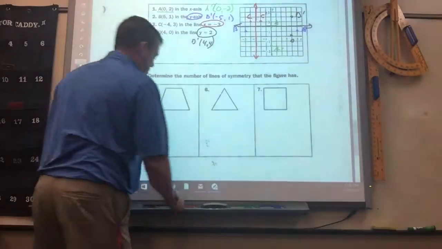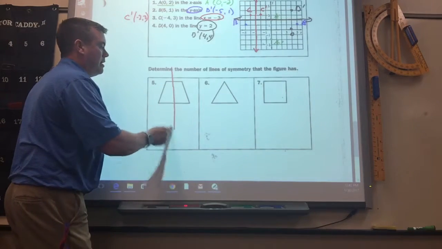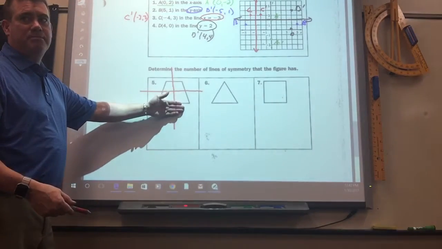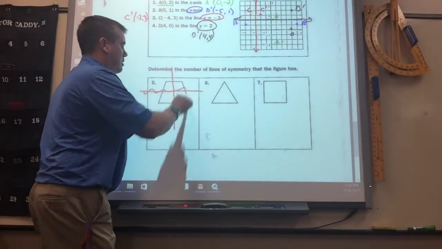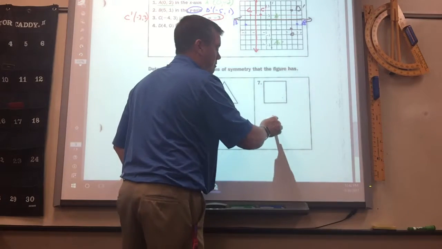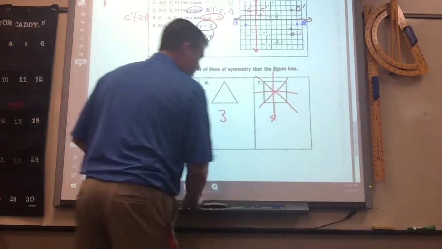Number of lines of symmetry, just 1 right there. You can't cut it this way because the top isn't the same as the bottom. Regular triangle, 3, square, 4. The 2 diagonals and then the 2 sides.